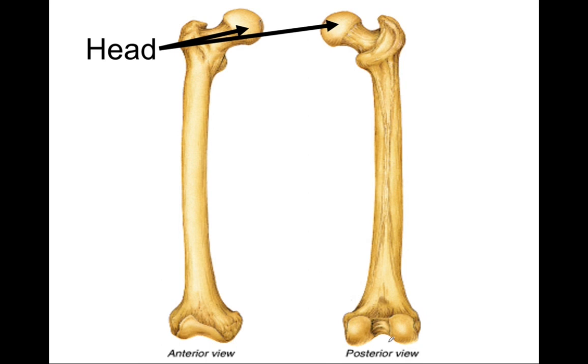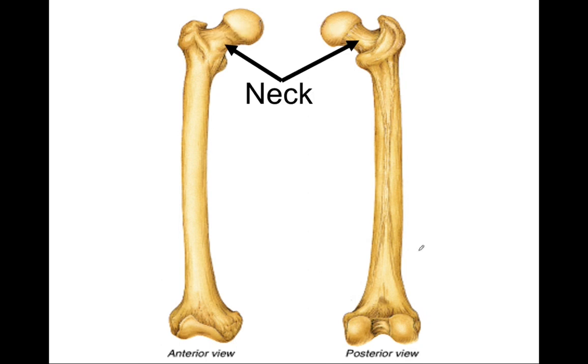Now, again, as previously discussed, we have the head of the femur, and the femur specifically is also going to have a very narrow neck as well. This gives rise to the head. My little saying for the femur is that every head must have a neck.